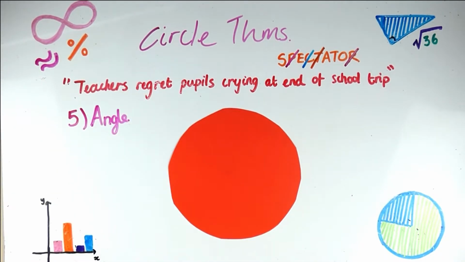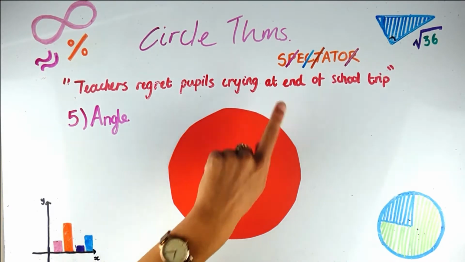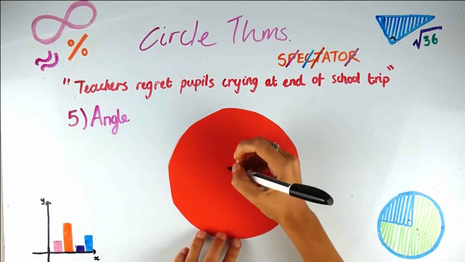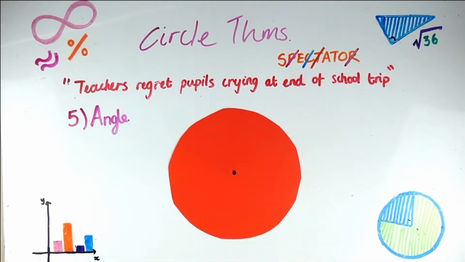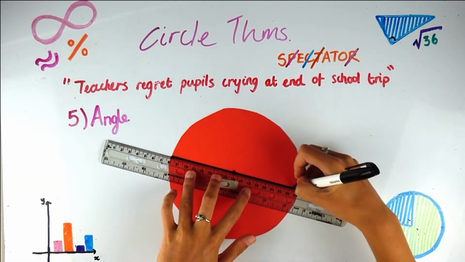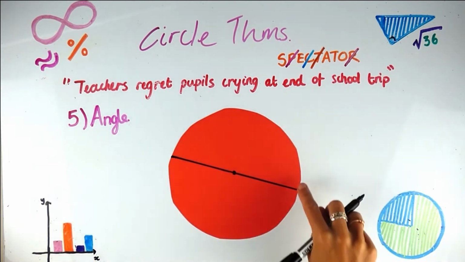So our fifth circle theorem is angle, that's the A for "at", and that is that the angle in a semicircle is 90 degrees. So first of all, here's roughly the centre again. Let's create a semicircle. So semicircle, that means you have the diameter there. So this is a semicircle.